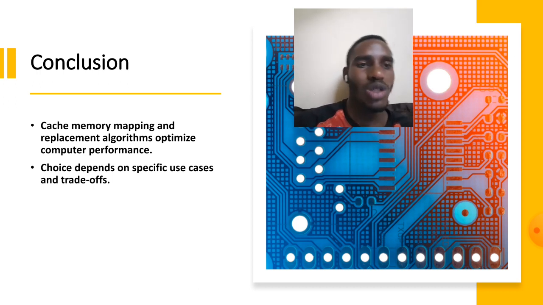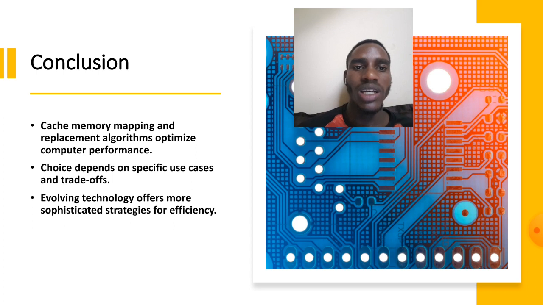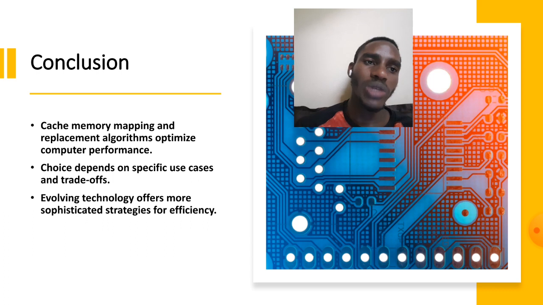Do you want it to be fast and spend money? Do you want it to just be cheap? Then you're going to have a slower speed for accessing the words from your memory. And then finally, with evolving technology, we're going to have better strategies for efficiency, and they're going to become faster, and they're going to become cheaper. Thank you.